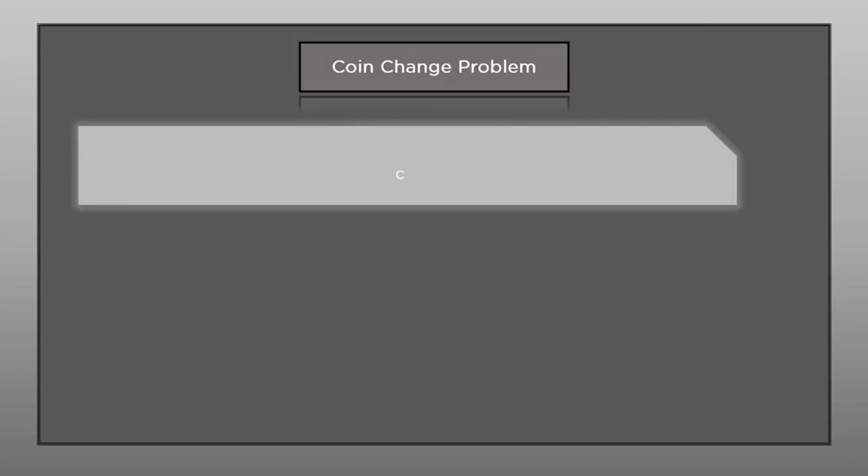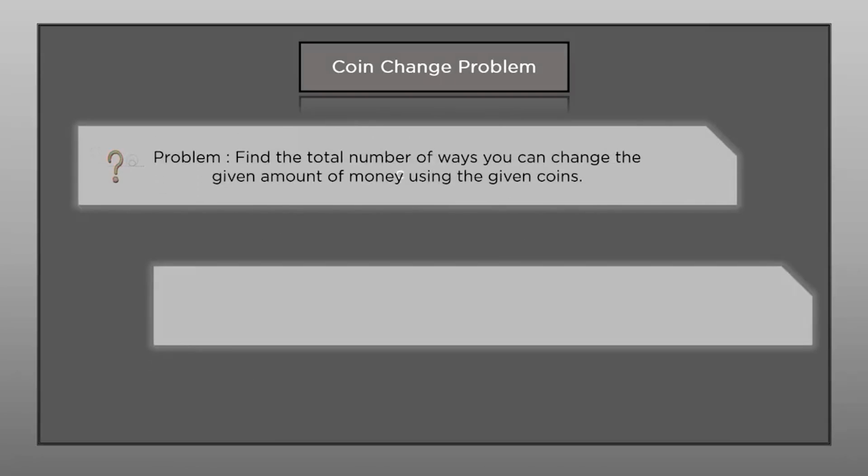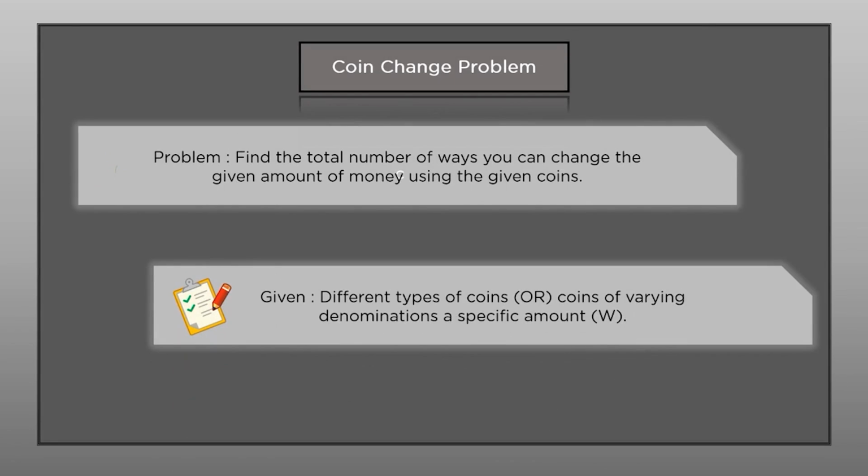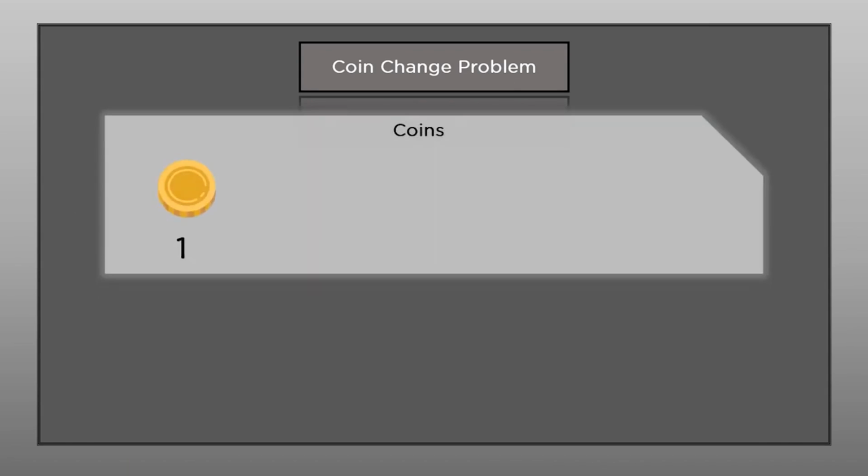The coin change problem is defined as the total number of ways you can change the given amount of money using the coins. We are provided with different types of coins, or coins of varying denominations, and a specific amount, that is W. Let's look into an example.